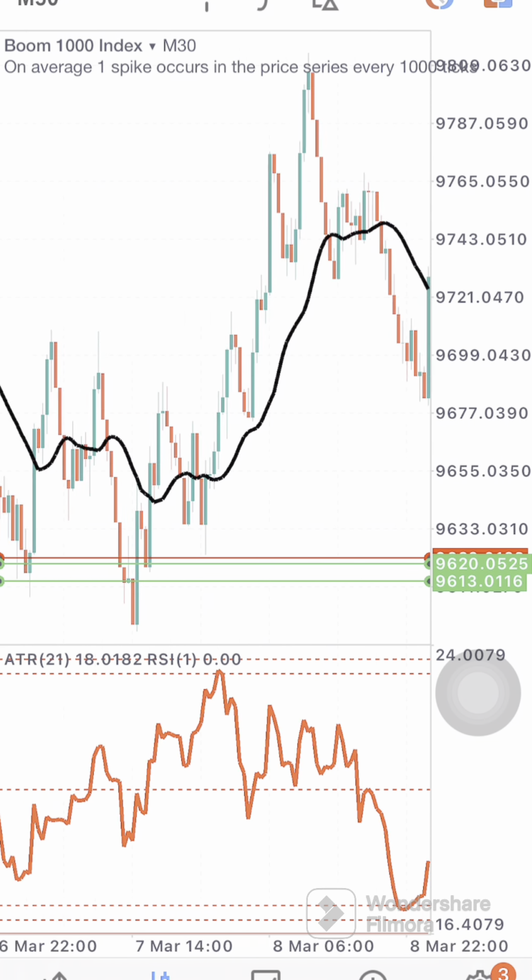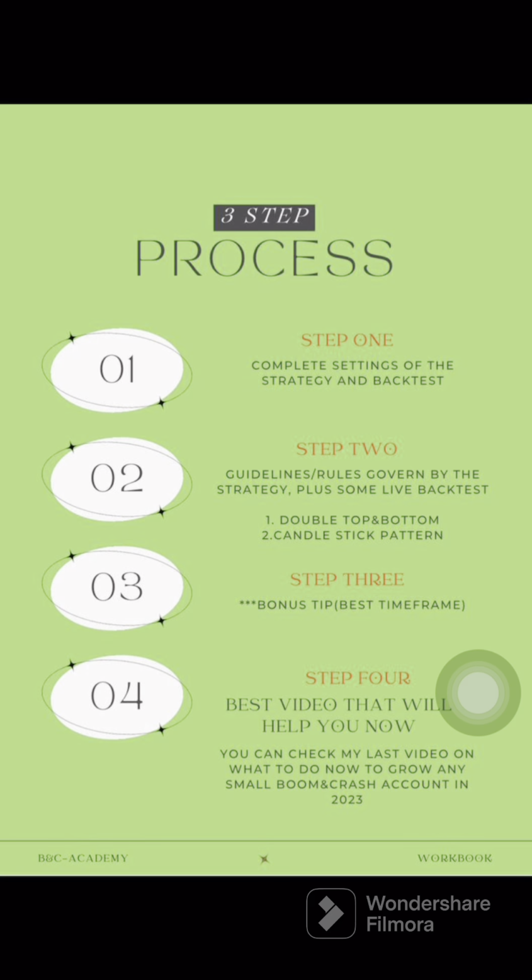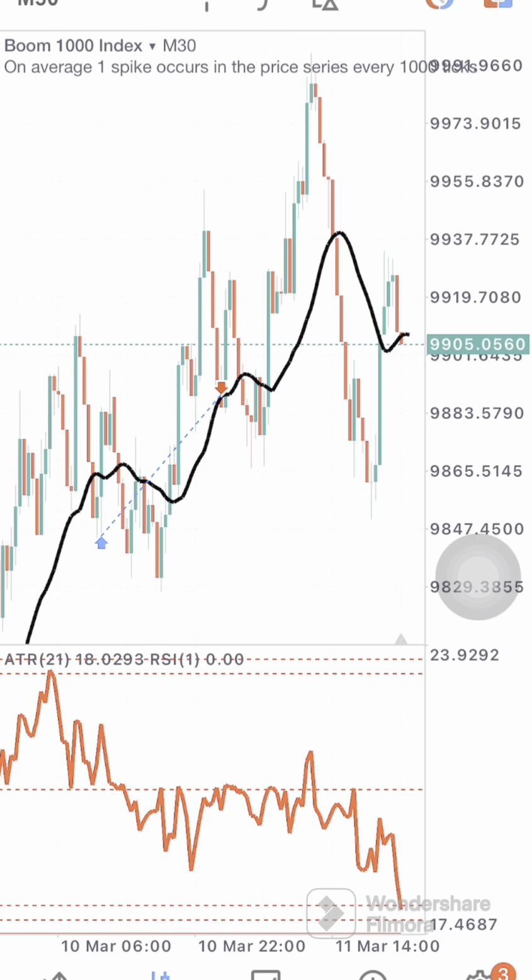Let me zoom out a little so that I can see it. From our last video, I told you that you need to have these two conditions in mind: a double top and a double bottom, and also candlestick chart patterns. Somebody will ask me, what is a double top or a double bottom? I'm going to answer you very quickly.